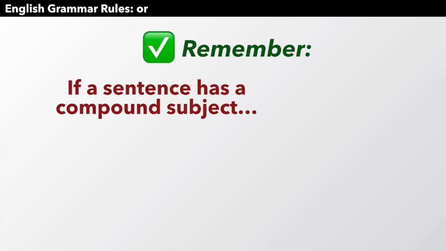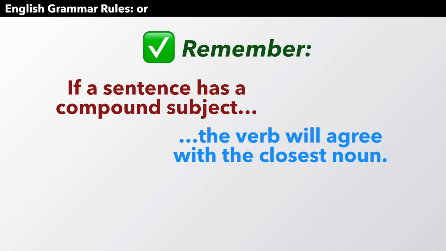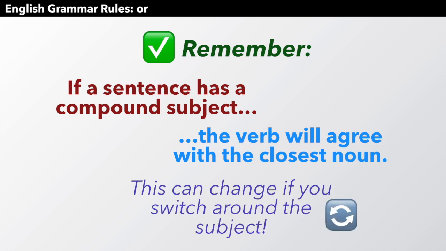So remember, if a sentence has a compound subject joined by or, the verb will agree with the closest noun. And this can change if you switch around the subject.